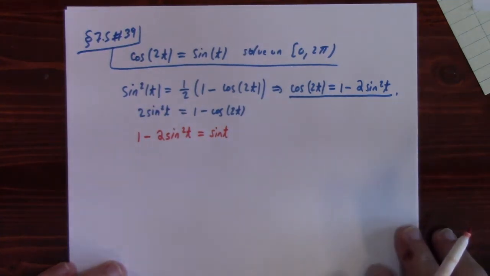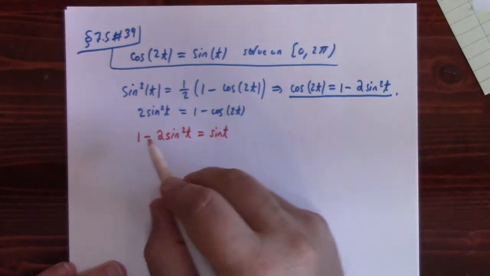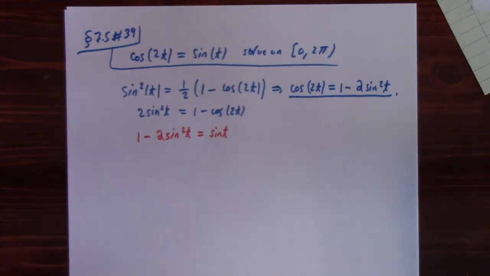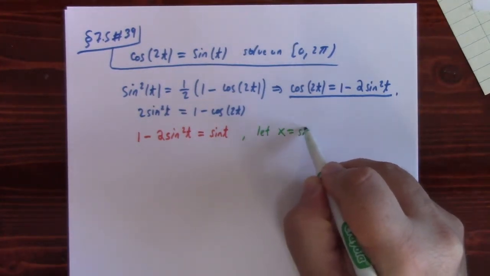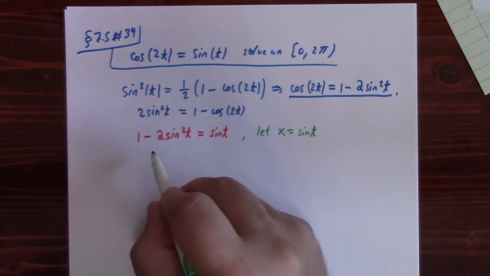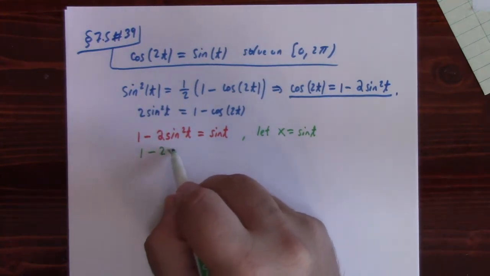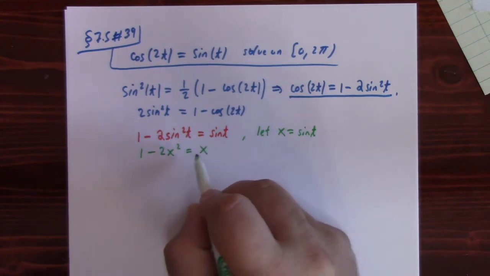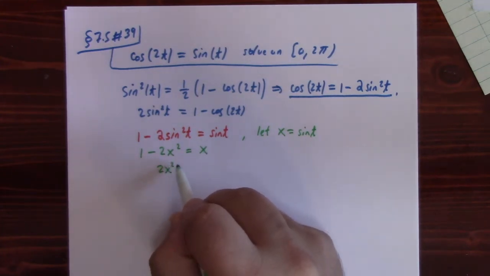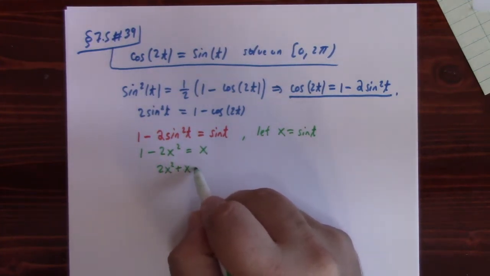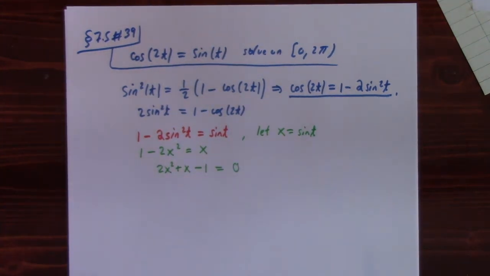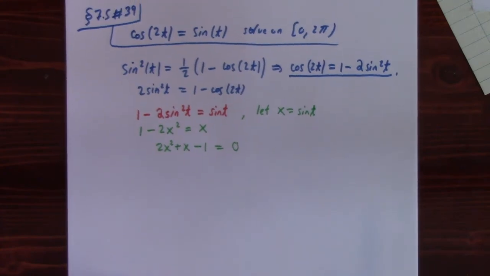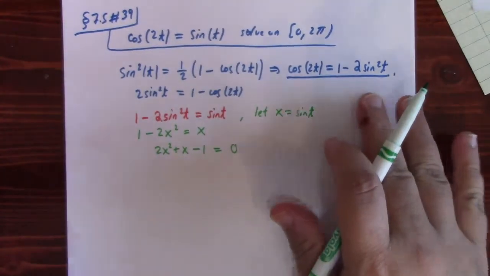Well, great. Now we've got a quadratic in sine t, so let's let x equal to sine t, right? And that gives us 1 minus 2x squared equals x, also known as 2x squared plus x minus 1 equals 0. Because I believe in the niceness of book problems, this probably factors.